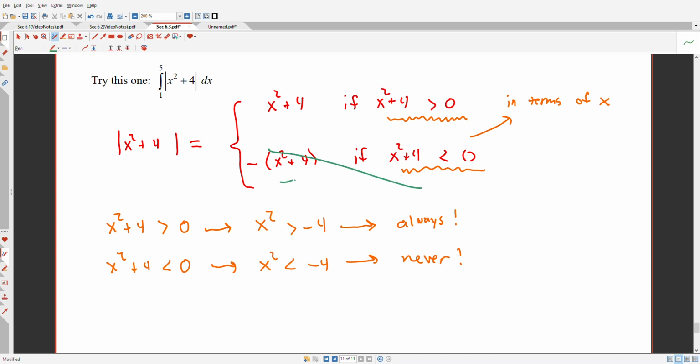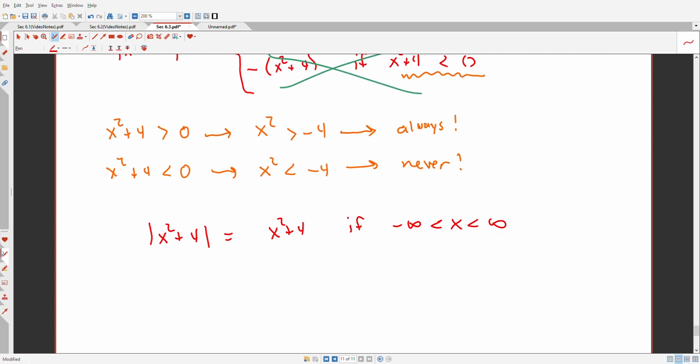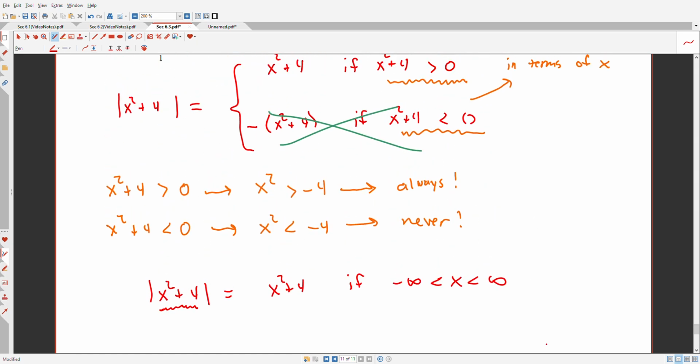So this one never even happens, the second thing down here. What we just found out is that the absolute value of x squared plus 4 is equal to x squared plus 4 for all x, so if x is between negative infinity and infinity. And if you really think about it, of course it is. X squared plus 4 was already positive, so taking an absolute value of it didn't do anything.